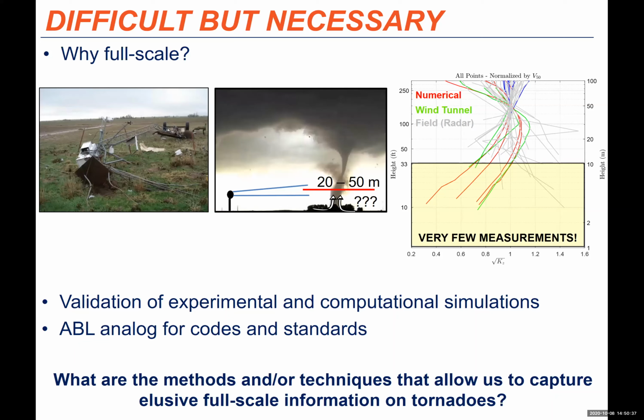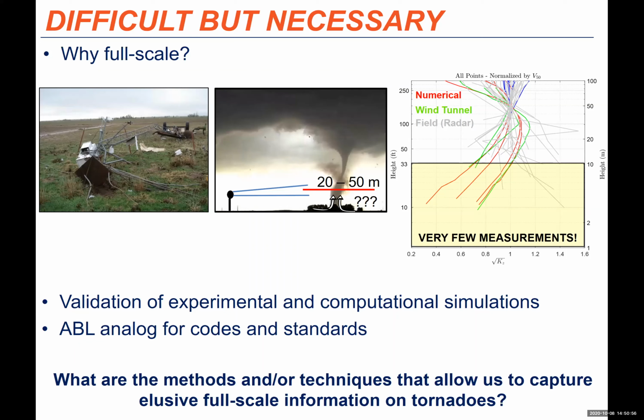Okay, lines there, the field measurements. We have very few measurements close to the ground, but these full-scale measurements are necessary. We need them to validate some of these experimental and computational simulations that are out there. And as Greg mentioned, ASCE 7-22 is likely going to have a tornado loading chapter, and we need an atmospheric boundary layer analog to include tornadoes in codes and standards.